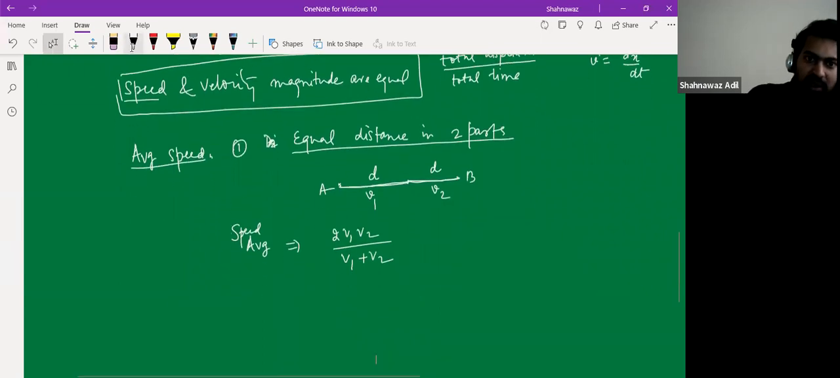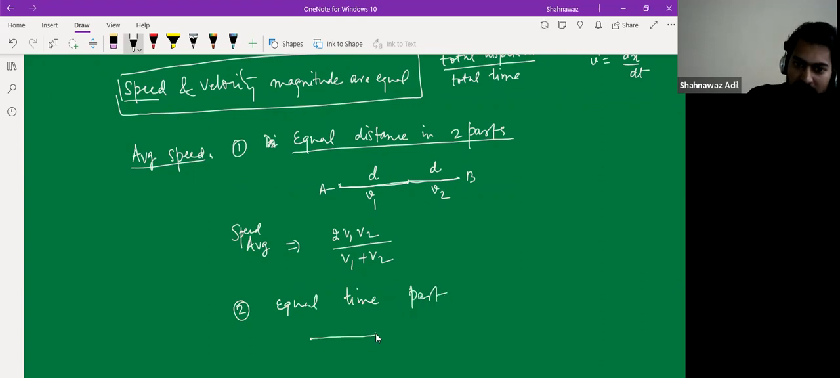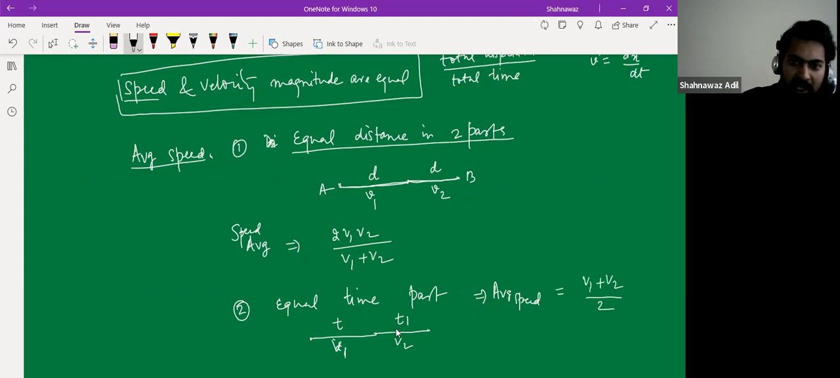And yes, when a body covers two distances in equal time parts, so this distance d1 in time t and then again t with v2 velocity, the average speed will be just v1 plus v2 by 2. Okay, understood. Okay. Yes, sir.